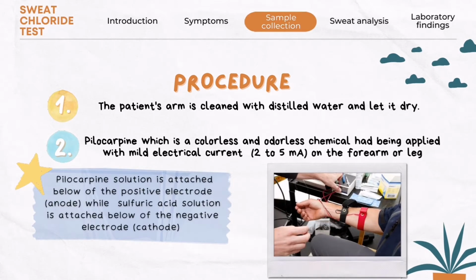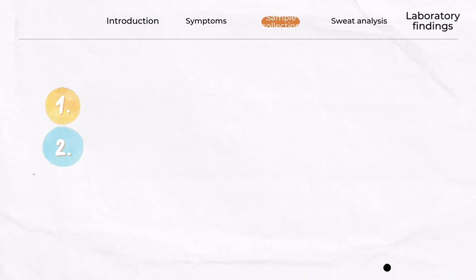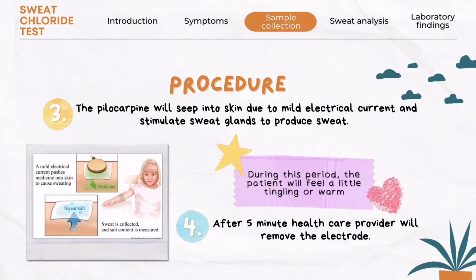For sample collection, first and foremost, after the patient's arm is cleaned, pilocarpine and a mild electrical current are placed on a small area of the arm and leg. This mild electrical current makes the pilocarpine seep into the skin and stimulate the sweat gland to produce sweat on the skin. During this period, the patient may feel a little tingling or warmth, and it lasts about 5 minutes.